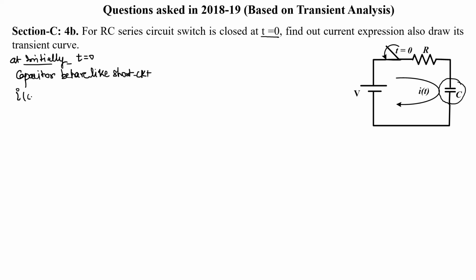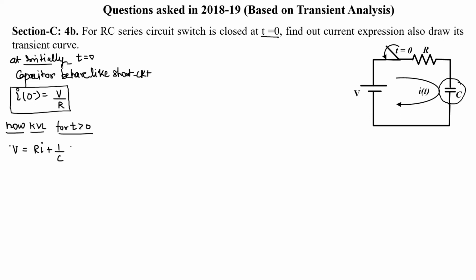Initial current will be equal to what? Simply V divided by the value of R. Initial current in this particular condition will be V divided by R. Okay, now apply KVL for t greater than 0. So for t greater than 0, the KVL is V equals Ri plus 1 upon C integration i dt.